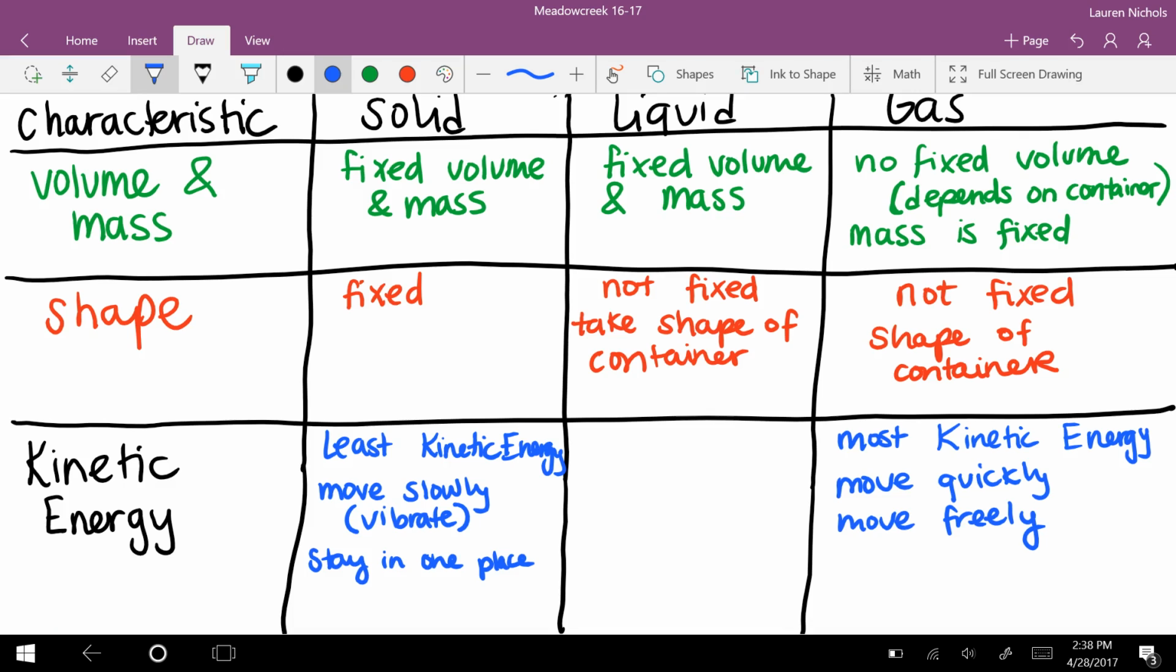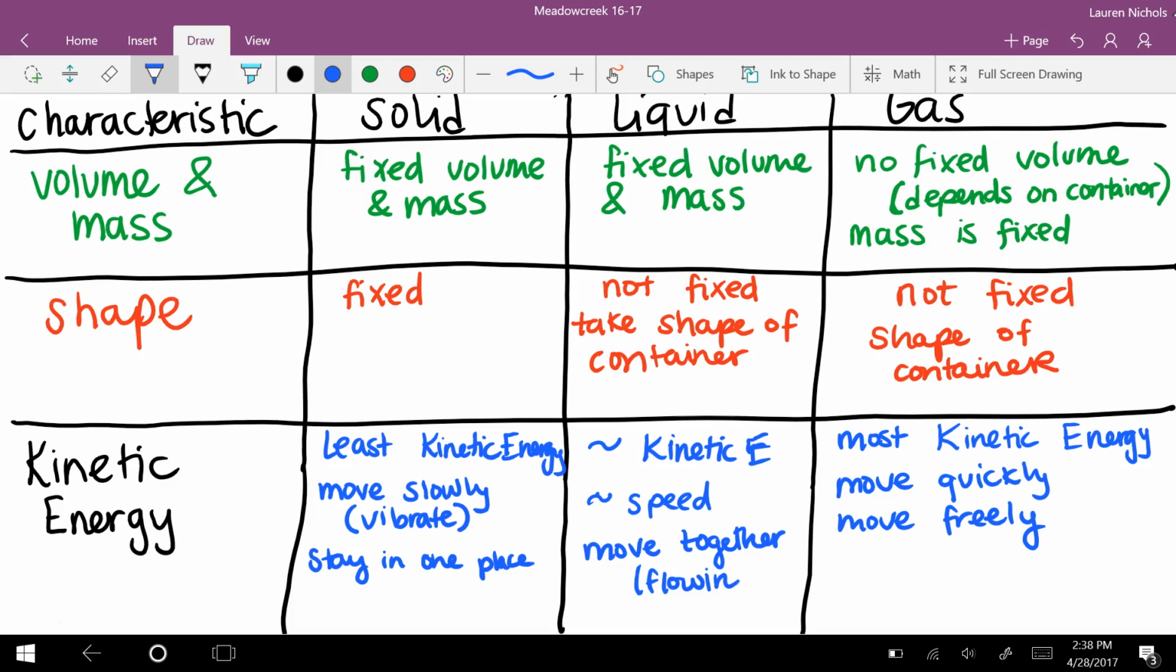Liquids are kind of in the middle, so middle kinetic energy. I'm just going to say kinetic E. All right. They have medium speed, and they move together. So that means they are flowing.